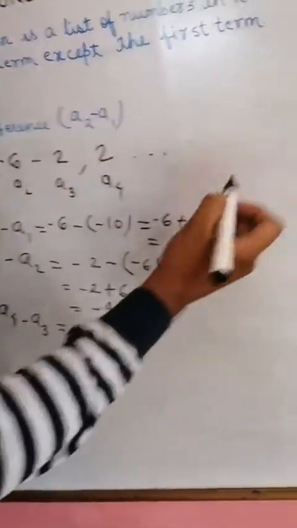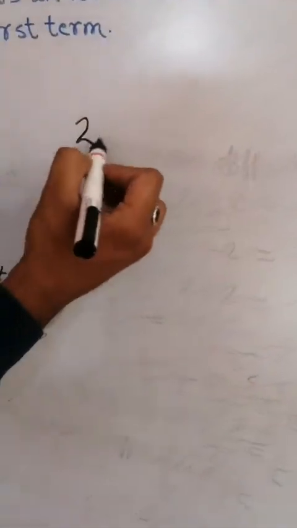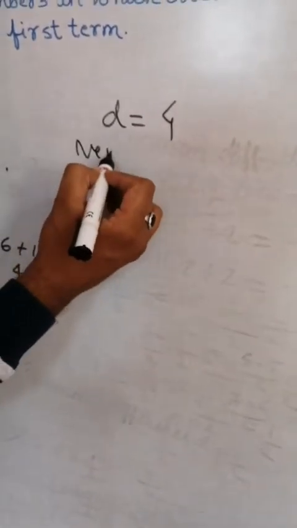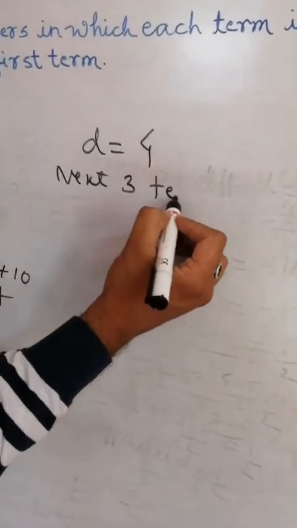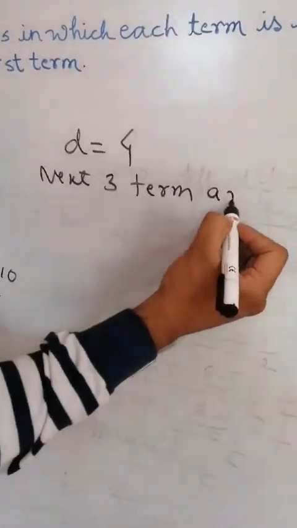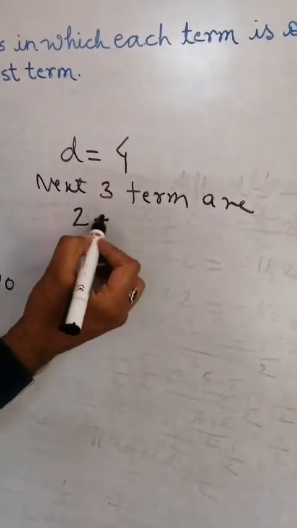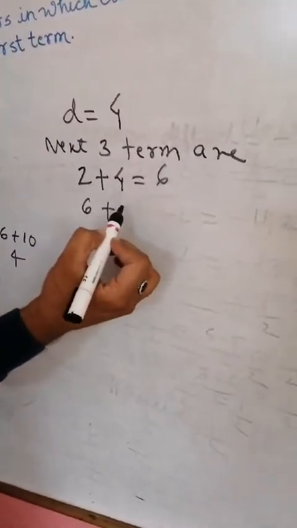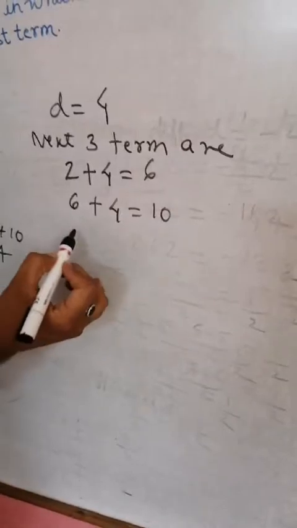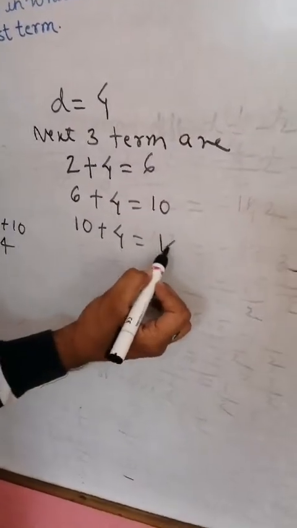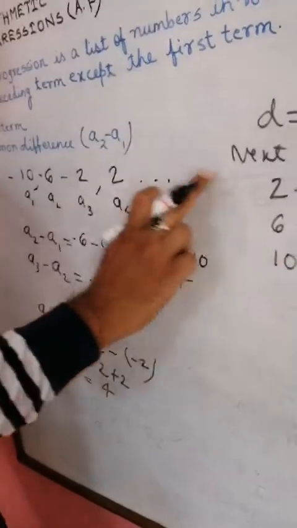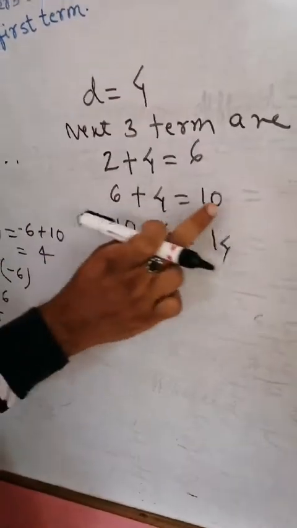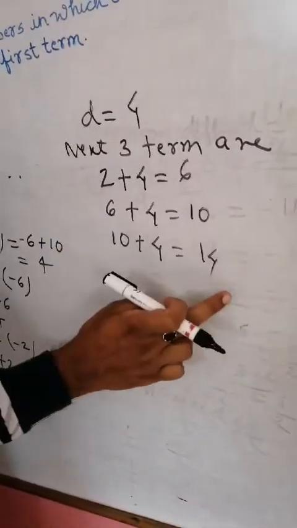Now we have to find the next 3 numbers. So the next 3 numbers will be 2 plus 4. The last number is 2, the common difference is 4. 2 plus 4 is 6. 6 plus 4 is 10. And 10 plus 4 is 14. Check here: the last number is 2, the common difference is 4, 2 plus 4 is 6. Now to 6 we add the common difference, it becomes 10, and to 10 we add the common difference, the answer becomes 14.